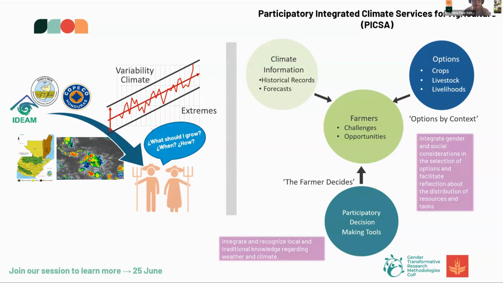We focused on two main things: integrating gender and social considerations in the selection of options, facilitating reflection about the distribution of resources and tasks and benefits, and also making that part of the decision about the options that farmers will use. And also importantly, we explore farmers' traditional knowledge regarding weather and climate, and work out ways to articulate that traditional knowledge with historical climate information and forecasts, because that was also something that was missing in the initial methodology, although some practitioners have been trying to integrate it.